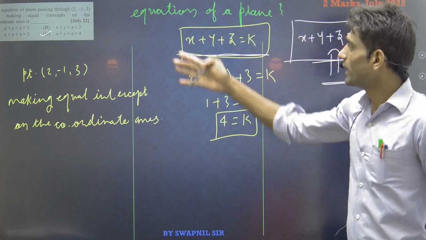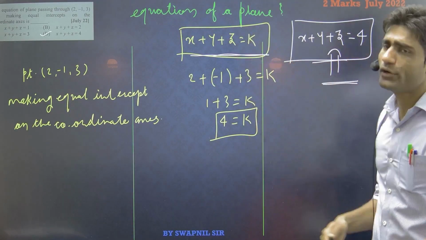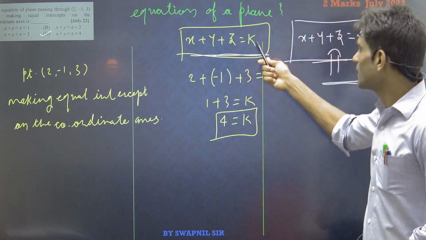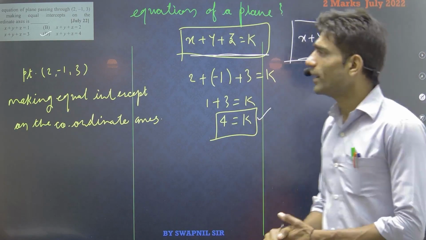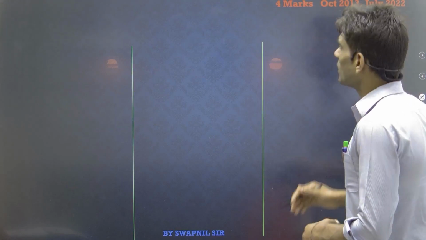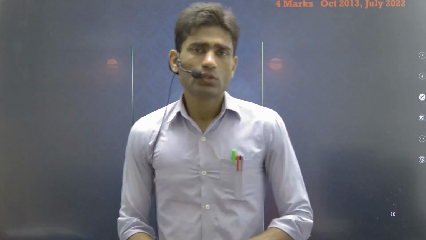What I have done is substitute the coordinates for x, y, z here, which gives me the value of k, and then substitute back the value of k. I got the required answer. So that's it for today's lecture. I'm expecting that you all have understood this example.